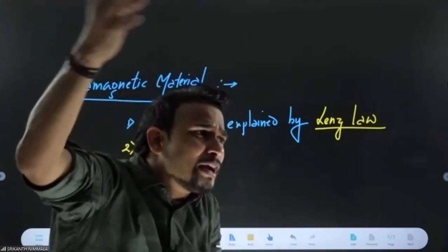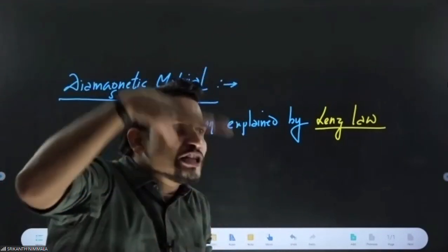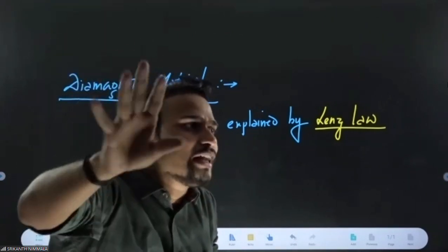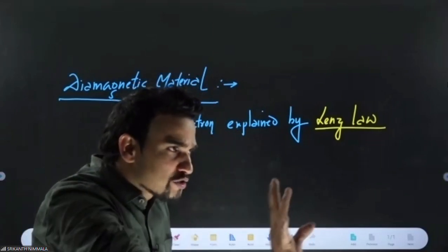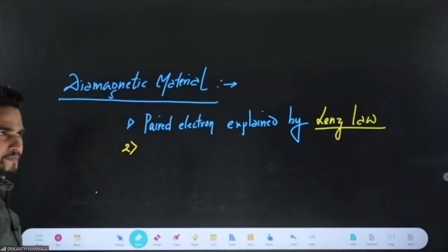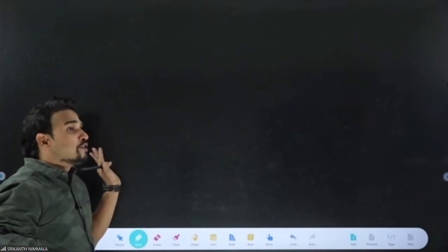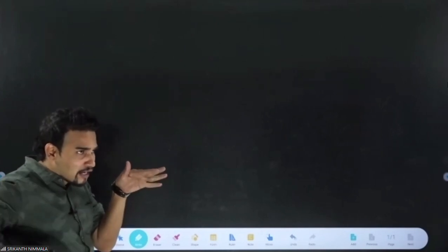If it will go away, that means it will go from higher field, a strong magnetic field, to weak magnetic field. That is the meaning of going away. That is the meaning of repulsion, so that it can decrease the repulsion. Everyone understood? Very good. This is one way to talk about diamagnetic material.